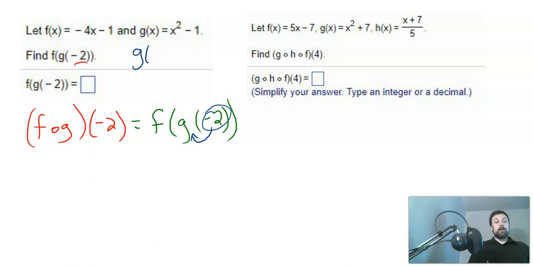I do not plug -2 into f. So a very common mistake students will make with this problem is they'll say, oh, there's -2, plug it into both of my functions.